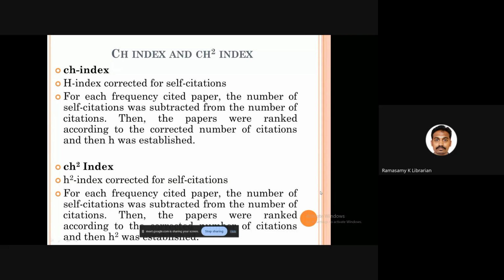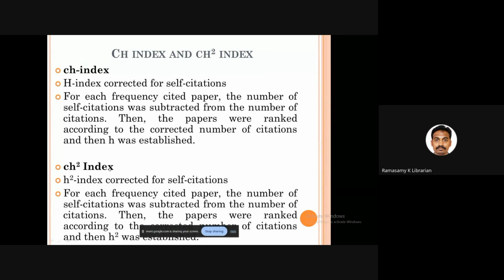Own papers, those self-citations are also counted while you are calculating H index. But this author says that you can calculate CH index by excluding all the self-citations. So when you are arranging all your papers based on number of citations, you have to subtract the self-citations received for individual papers. And whatever H index you get after excluding self-citations, that is called CH index.